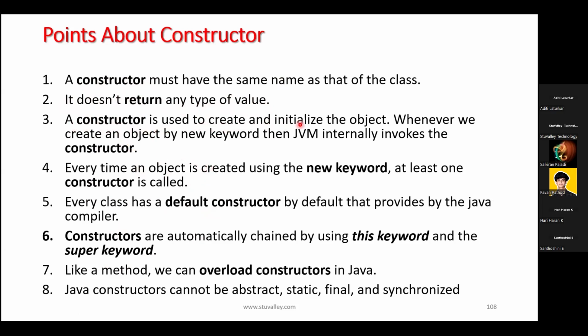A constructor is used to create and initialize the object. Whenever we create an object with the new keyword, the JVM internally invokes this constructor, as I have already explained. Every time an object is created using the new keyword, at least one constructor should be called. When we use the new keyword, memory gets allocated for the object, and at that time we must call at least one constructor. If you are using blank parentheses and have not defined one, the default constructor gets called by the JVM internally.